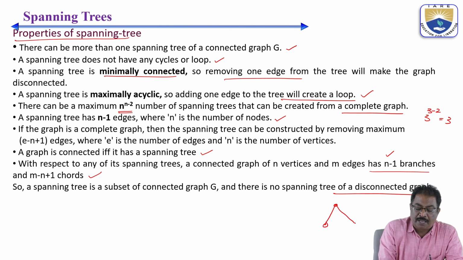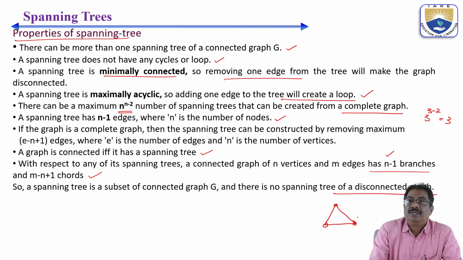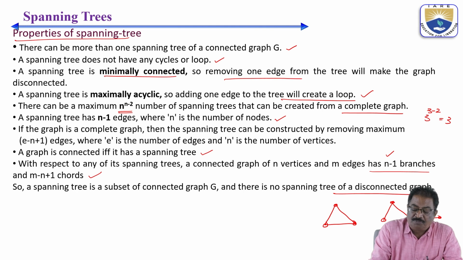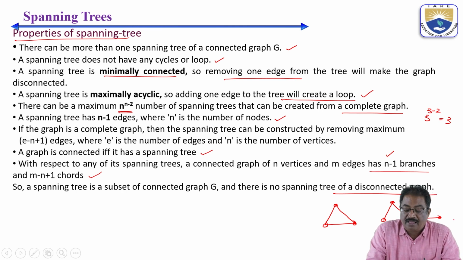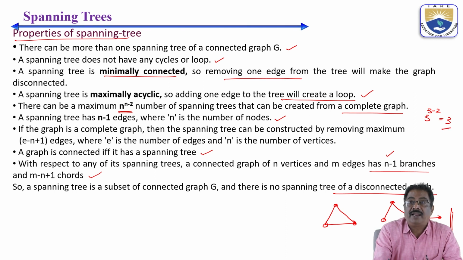So here I am going to take a complete graph with 3 vertices. Then how many spanning trees are possible? This is one spanning tree, and another spanning tree is like this. I am going to get another spanning tree just by removing any one edge. Subsequently, we are having 3 spanning trees.